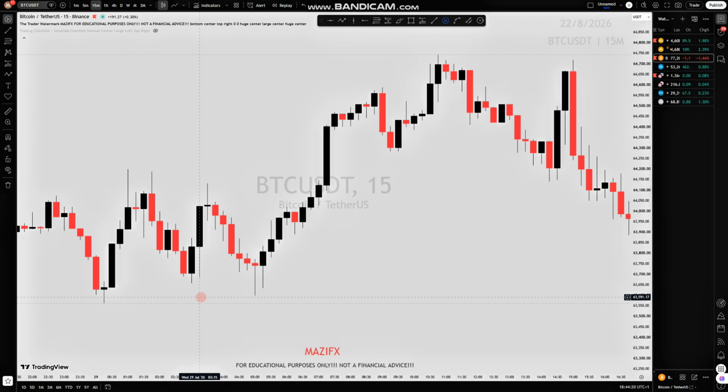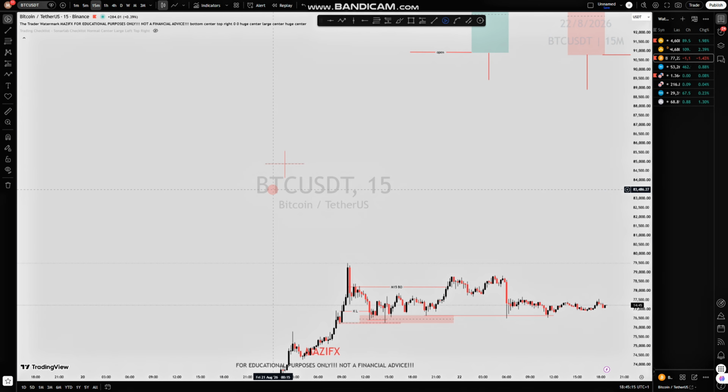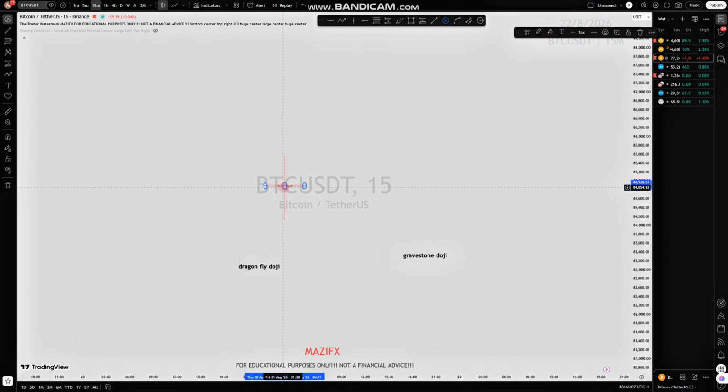Number 3 on our list is the one we call the Dragonfly Doji or the Gravestone Doji. The Dragonfly is classified under the bullish candlesticks, while the Gravestone is classified under the bearish candlesticks. So the Dragonfly Doji looks just like this. Then the Gravestone Doji looks just like this. This is a bullish candlestick pattern. And this is a bearish candlestick pattern.